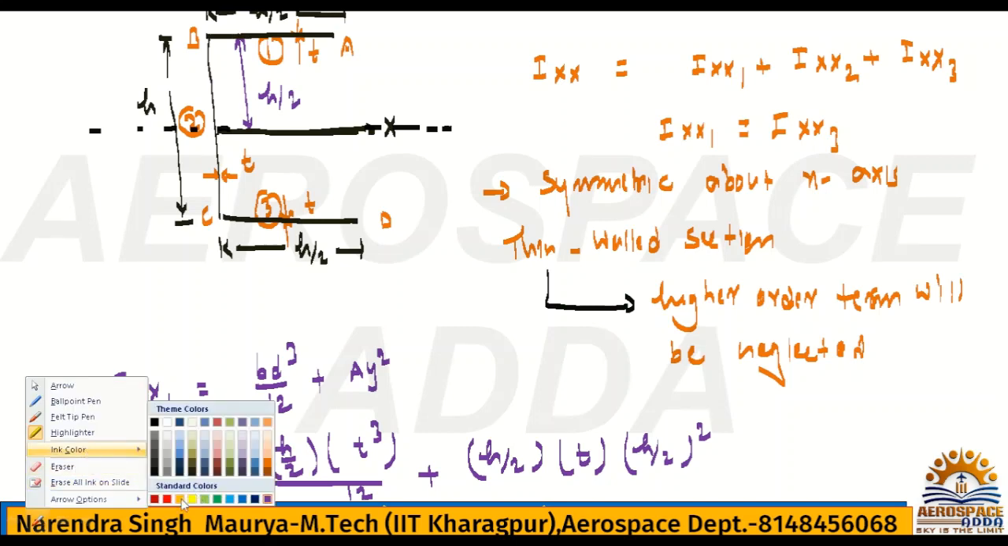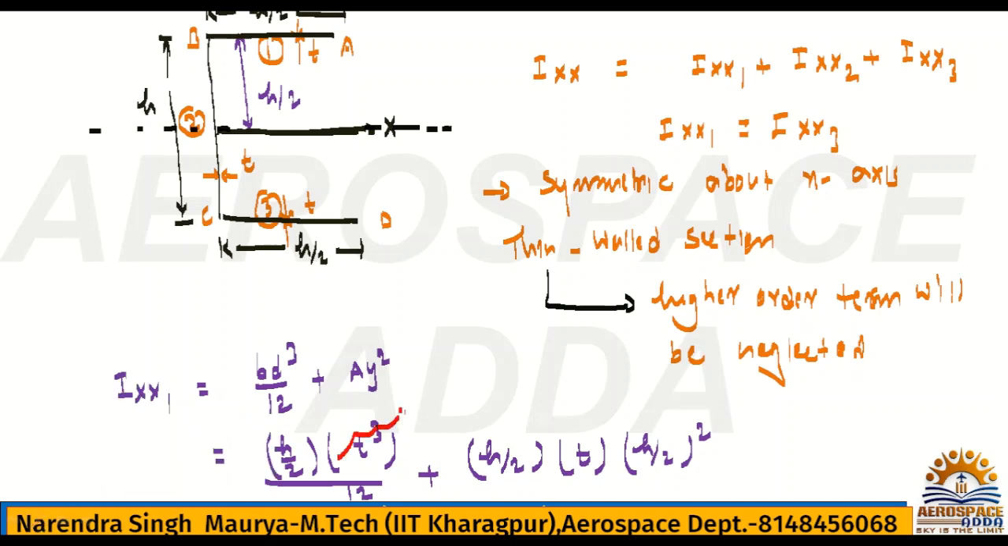Now check, because it's a thin wall, the higher order term, thickness cube, is there. Thickness is already very small and it is power 3, so it becomes almost negligible. So this part will be gone. What value will you have? You will have only H by 2 into T, H by 2, so it becomes 4. So how much will you have? It is H cube into T divided by 4 into 2. That is it. This is the value of IXX1.